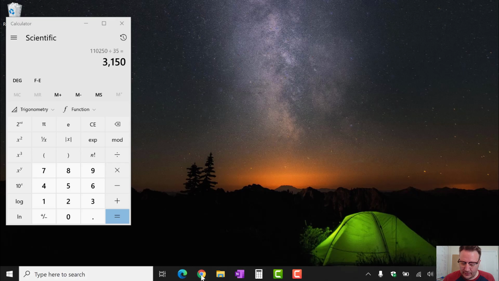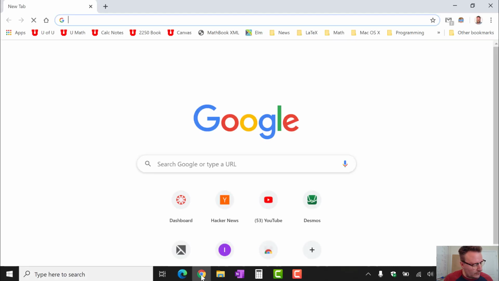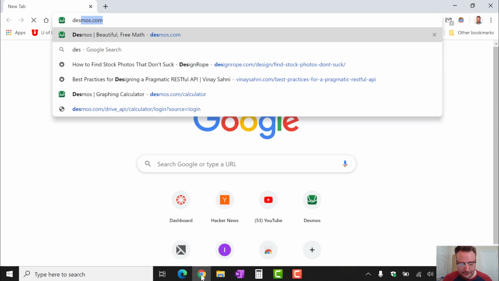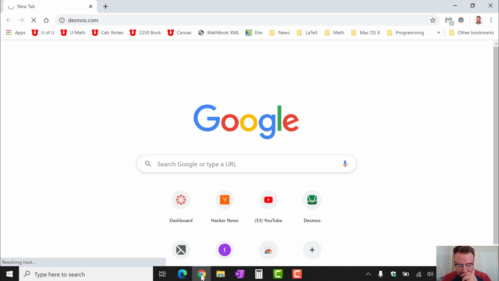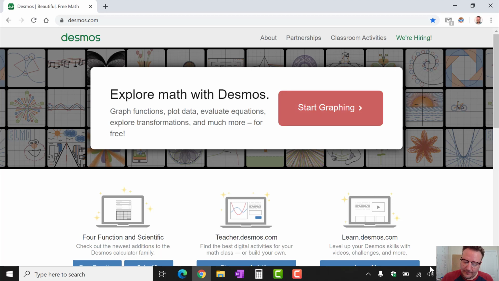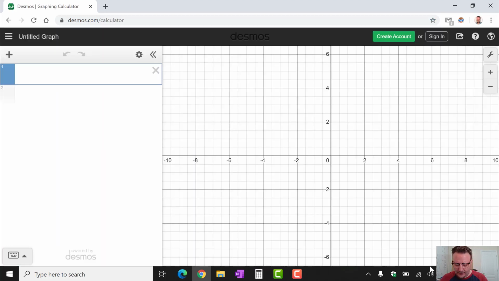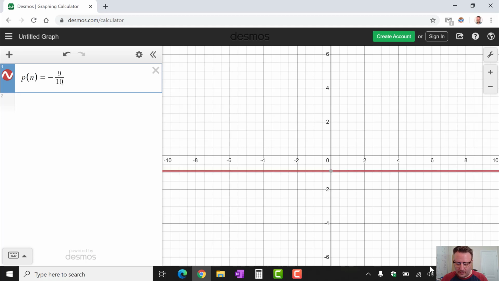So I'll go to the browser, and we'll go to desmos.com. Desmos.com is a JavaScript graphing utility that's really easy to use. Let's say P as a function of N is equal to negative 9 over 1,000 times N plus 134.